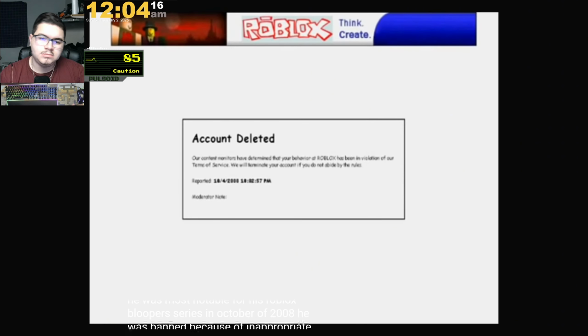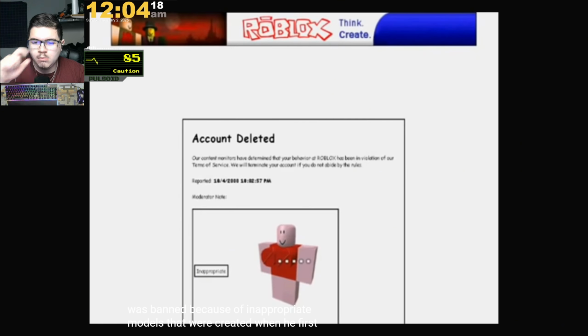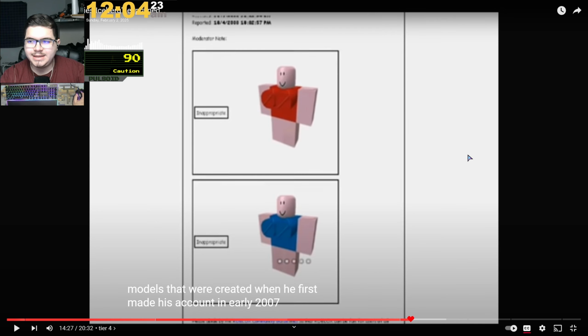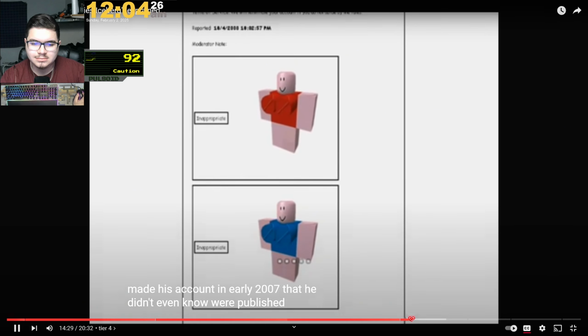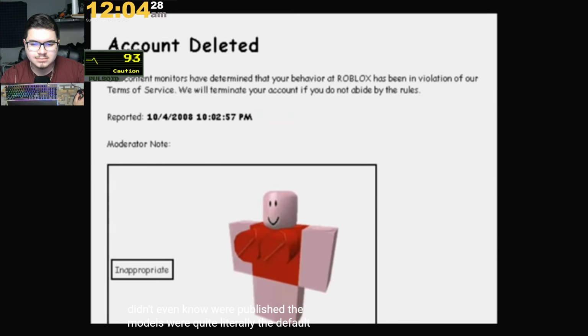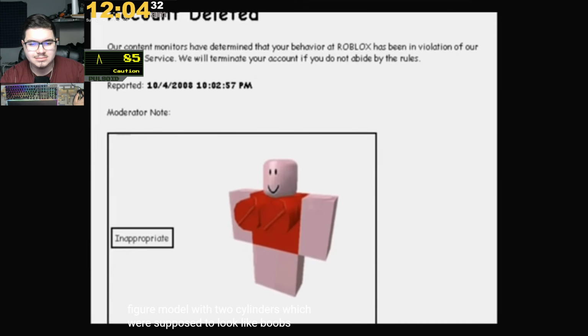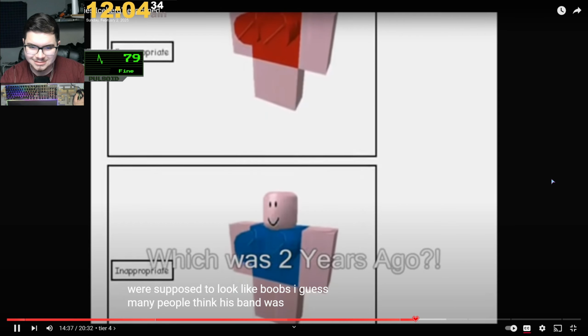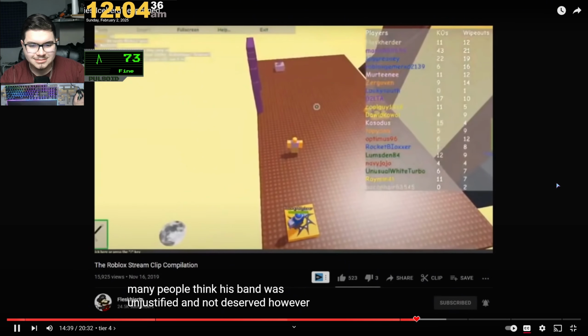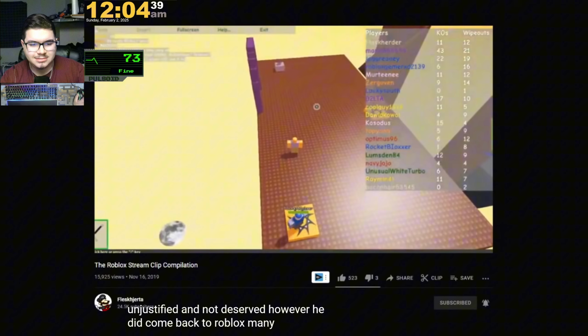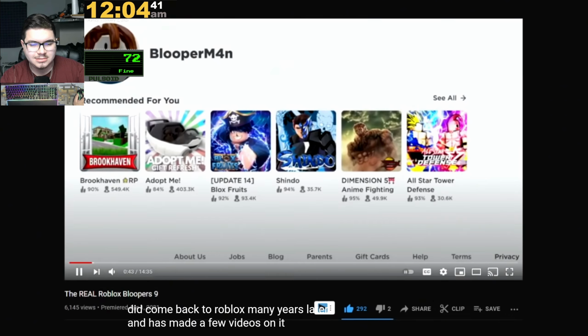In October of 2008, he was banned because of inappropriate models that were created when he first made his account. He didn't even know they were published. The models were quite literally the default figure model with cylinders, which were supposed to look like boobs, I guess. Many people think his ban was unjustified and not deserved. However, he did come back to Roblox many years later and has made a few videos on it recently.